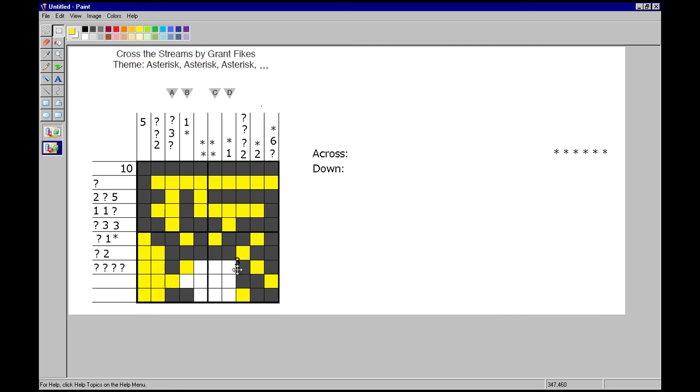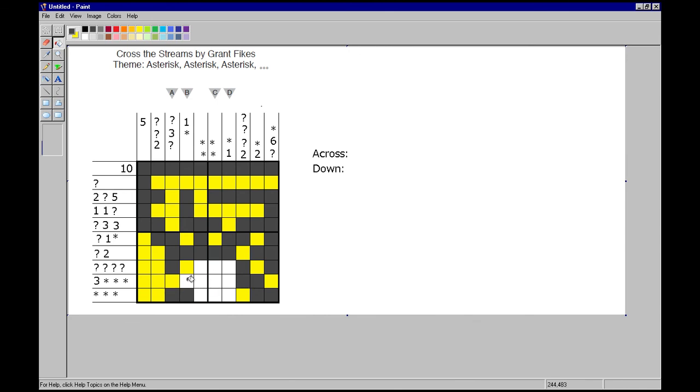The 3 can't go in that row. We don't have space. And then the rest of the asterisks are again superfluous. The rest should then be easier.